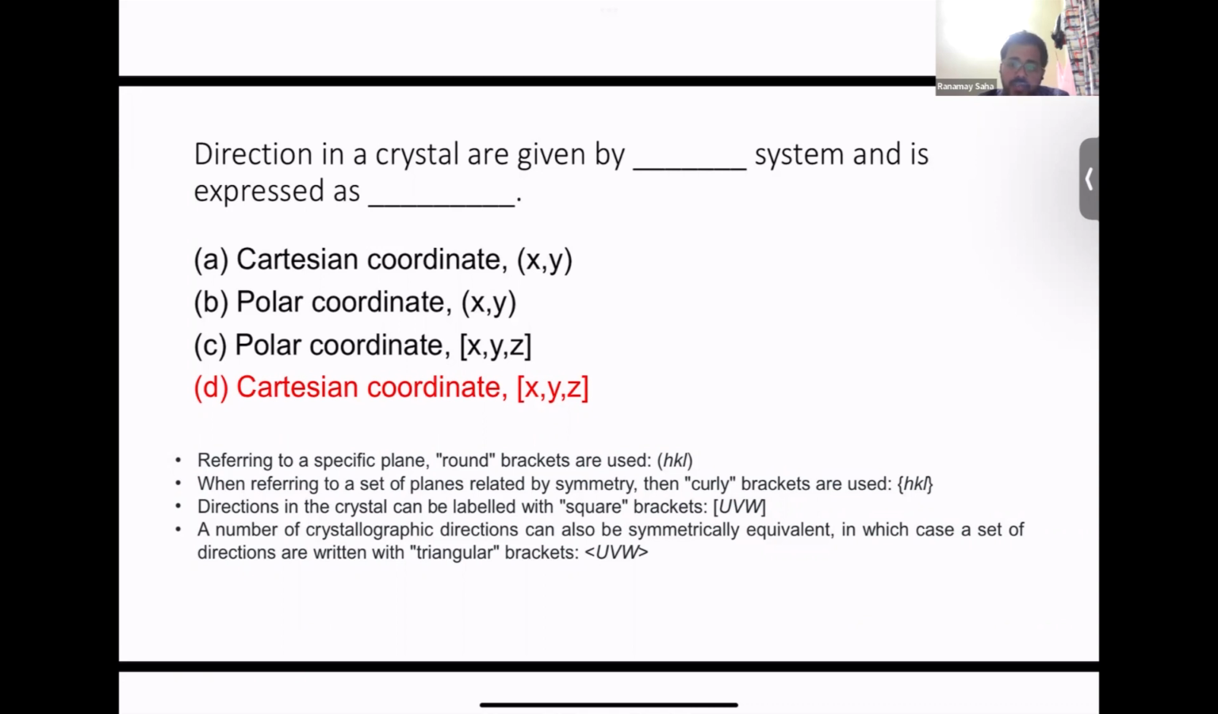Then curly brackets are used when we have a number of planes. When we are referring to a set of planes, and when we are referring to a particular specific plane, we use a first bracket. Okay, so here it says the direction in a crystal. Okay? So it is a single direction that is asked about. So we go for the fourth option. We have a third bracket in Cartesian coordinate. Okay, hope it is clear.